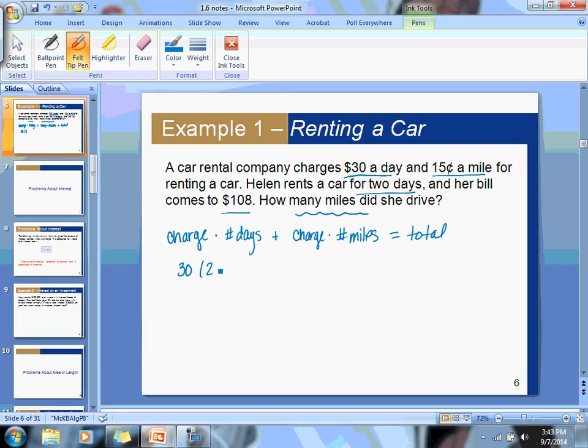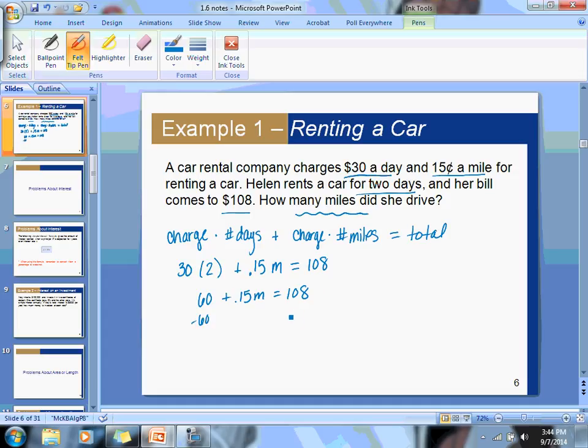We know that Helen rented the car for 2 days. We know that they charge 15 cents per mile, so that's going to be 0.15. And we don't know how many miles she went, so we can just call that n or x or whatever variable you want. But her total was 108. So the 30 times 2, we can simplify that to 60, and we still have our 0.15 m equals 108. So there we go. We took what we knew and what we didn't know, we translated into a little bit of a verbal model and then an actual algebraic model, and now we have our equation to solve.